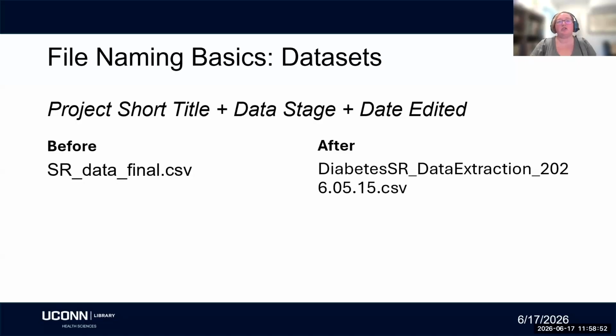These examples show how including elements like project identifiers or the review stage and dates or version numbers can help track progress and differentiate between iterations of the same data set. So I recommend maybe using a project short title plus the data stage plus the date edited. So in this case, I have a diabetes systematic review project. This data set, the CSV file, is specifically for the data extraction stage, and it was edited on May 15th of 2026.